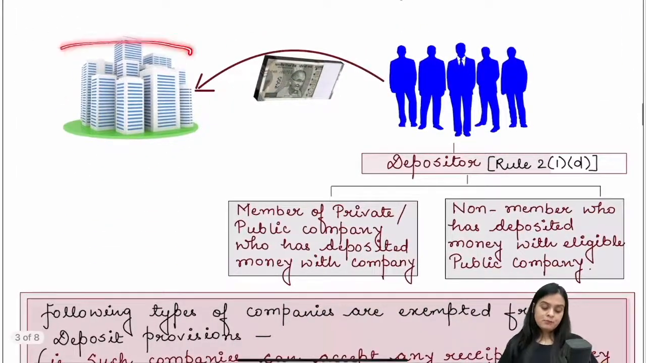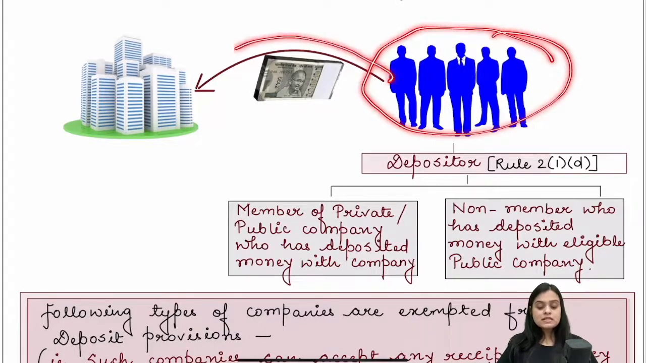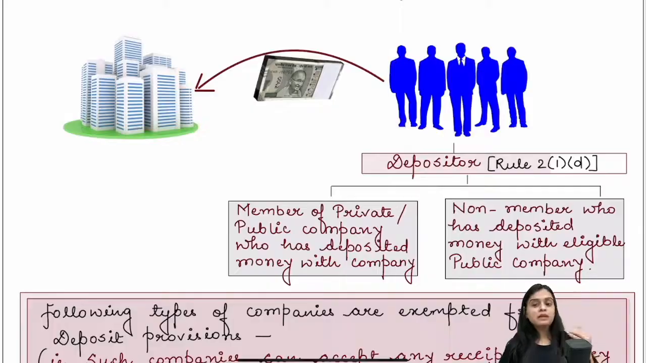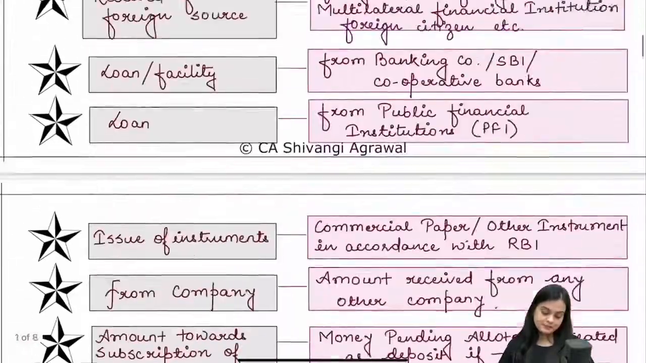Okay. So company is the one who is receiving money, and there is someone else who is giving money to the company. That someone else is a depositor. That someone else or the depositor can be the member of the company or can be general public. But only an eligible public company is allowed to receive money from general public. Otherwise, all the companies, whether private or public, can receive these deposits from their members subject to the limit and conditions given in this chapter. Right? Okay.